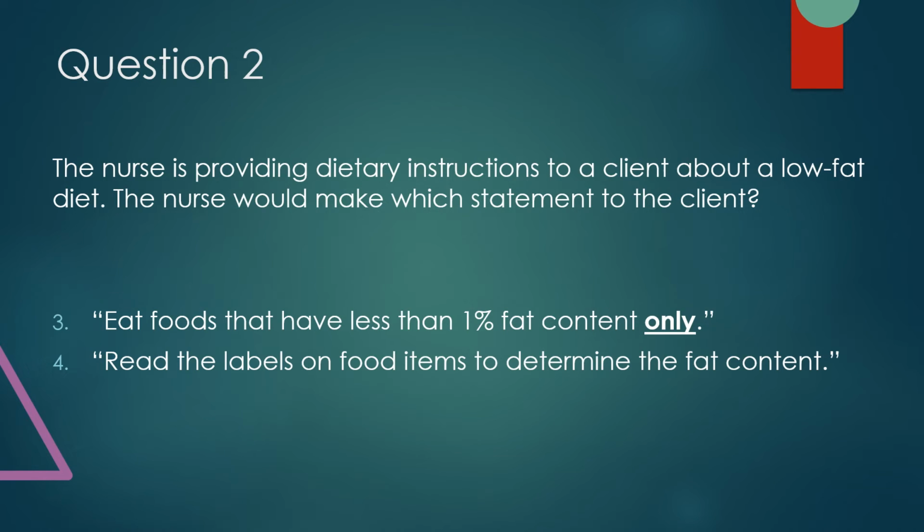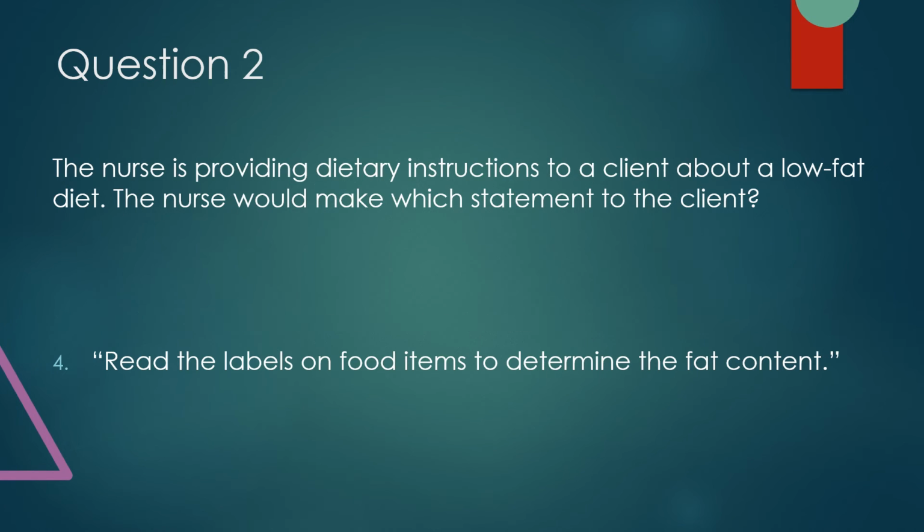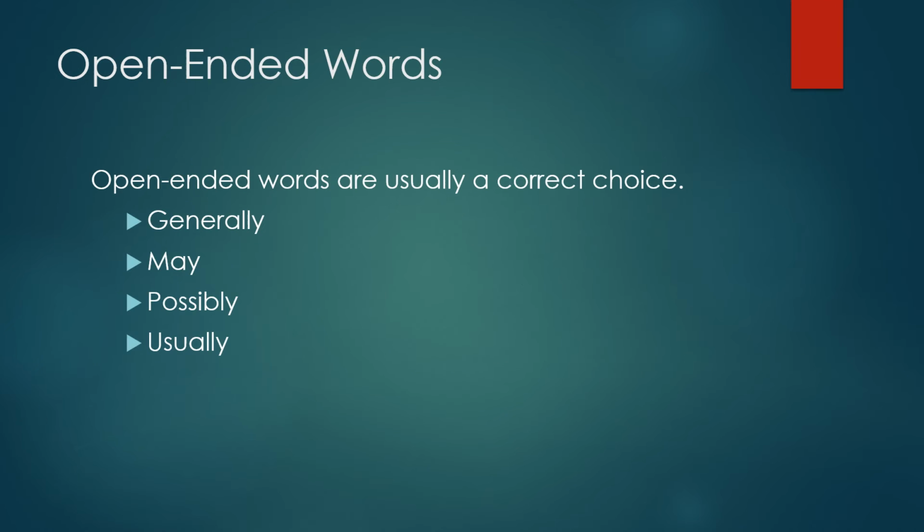3. Eat foods that only have less than 1% fat content only. Only is used once again, so we'll eliminate that. Which leaves us with 4. Read the labels on food items to determine the fat content. Not only is this the best choice, but this is the most therapeutic and helpful for the client. Open-ended words are usually a correct choice. Some examples of open-ended words are generally, may, possibly, usually, sometimes, and maybe.